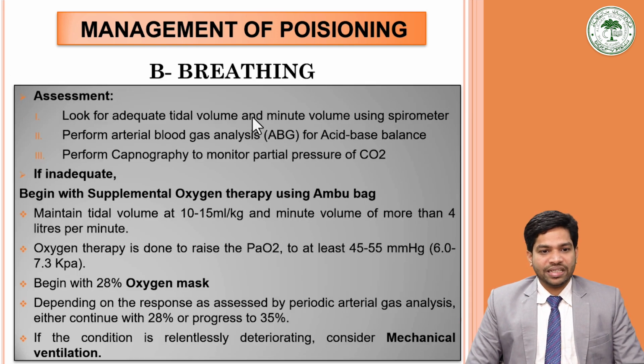Further, in the management of breathing, we must analyze arterial blood gas for the acid-base balance, then the tidal volume and the minute volume using a spirometer. If these are inadequate, in those cases we must begin with supplemental oxygen therapy using an AMBU bag. If after the supplemental oxygen therapy the patient is not improving, then we may use an oxygen mask starting with 28% and then progress to 35%. And if still the patient's condition deteriorates, then we must plan for mechanical ventilation.